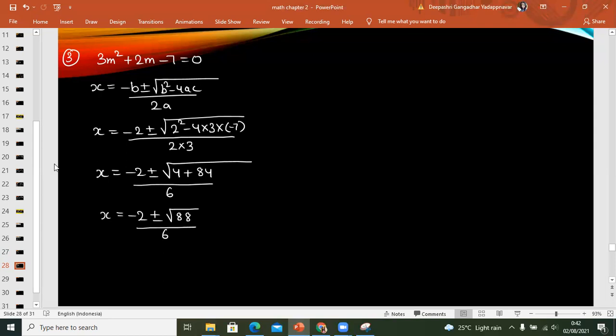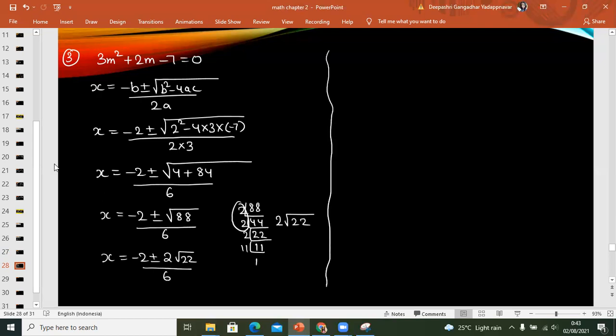Square root of 88 can be written as, see here, I am finding the factors for this. 2 times 4, 8. Then 2 times 2, 2 times 2, 2 times 1, and 11 times 1. This 2 can be written outside the square root sign, so we write 2 outside, and inside 2 multiplied by 11, that is 22. So square root of 88 can be written as 2 root 22. X equals minus 2 plus or minus 2 square root of 22 divided by 6.